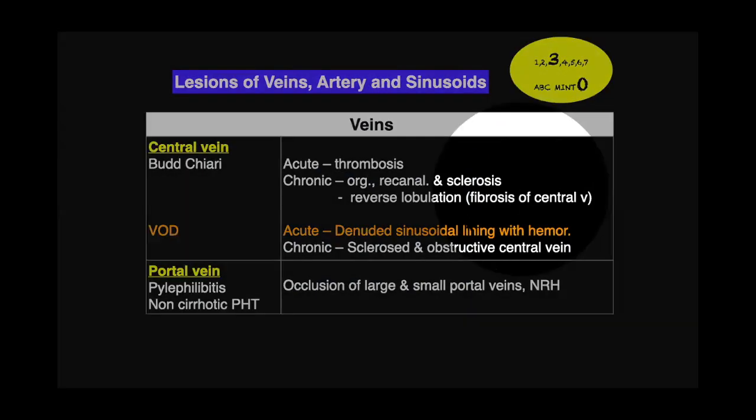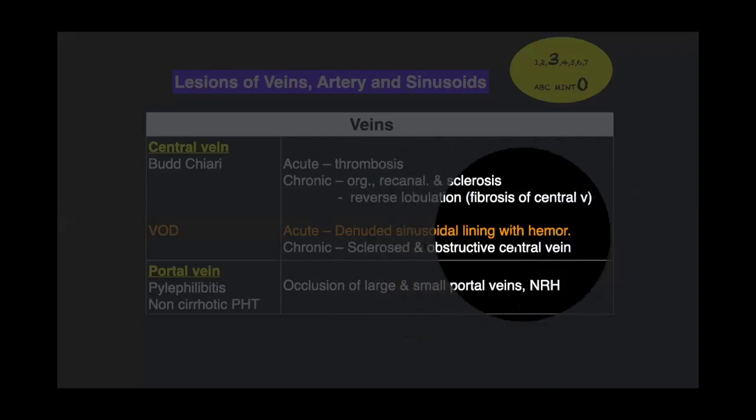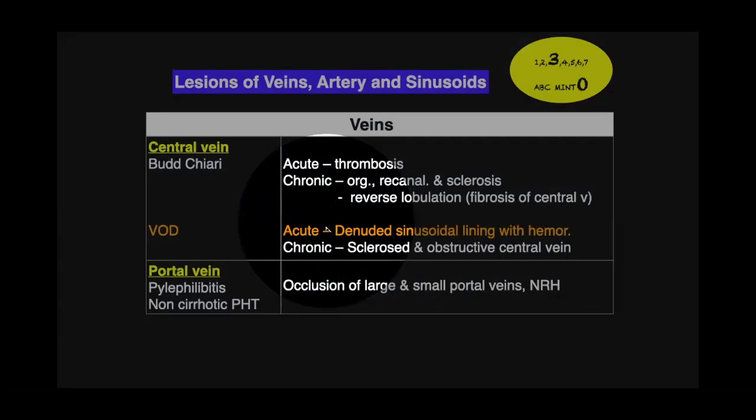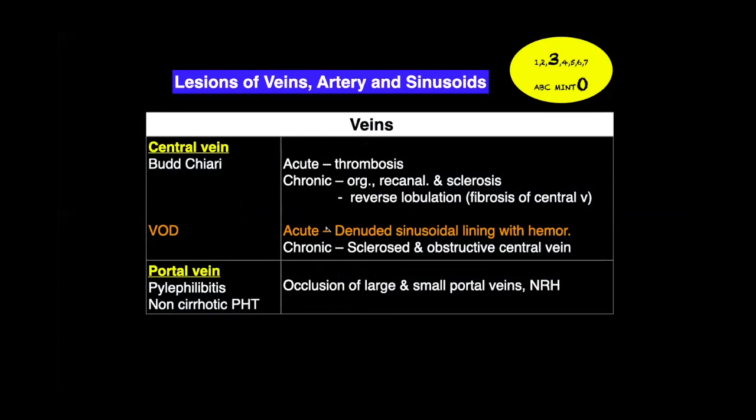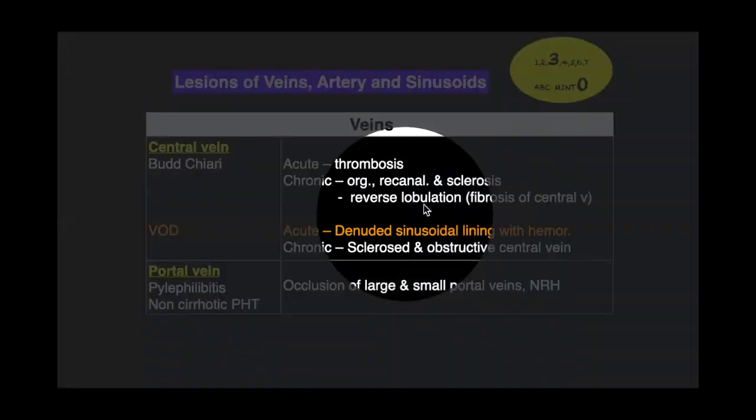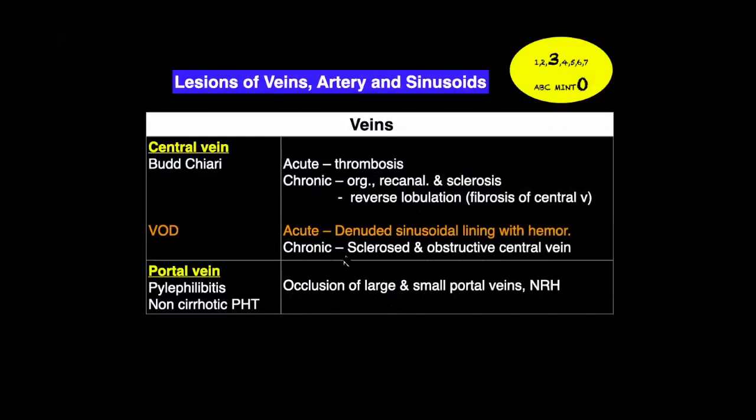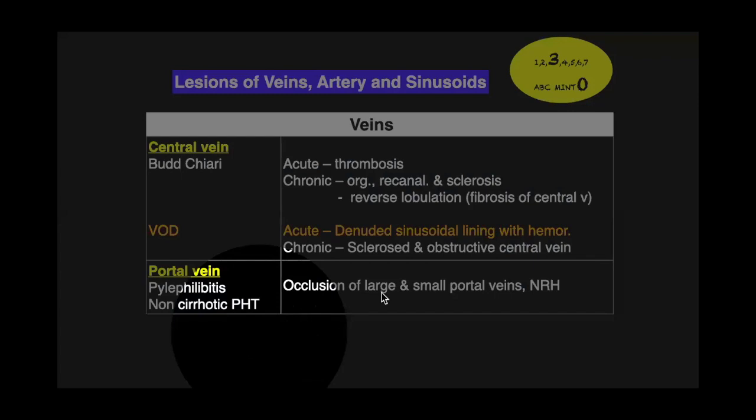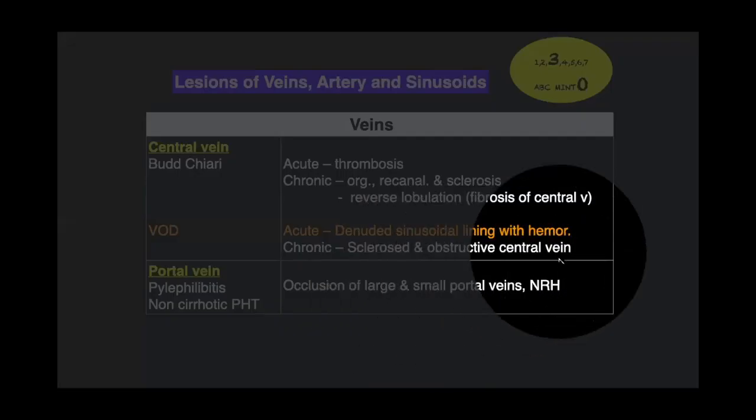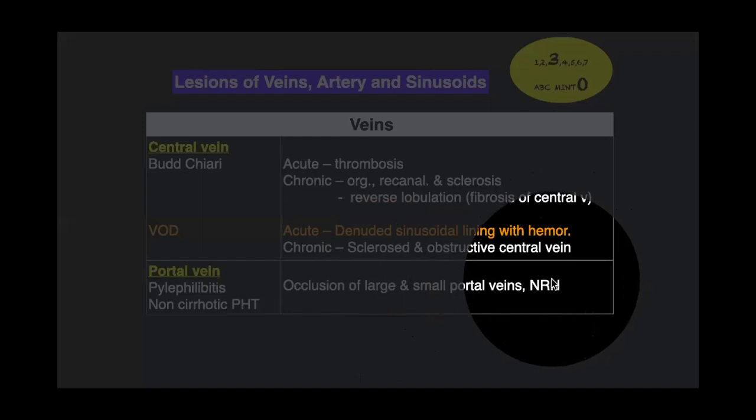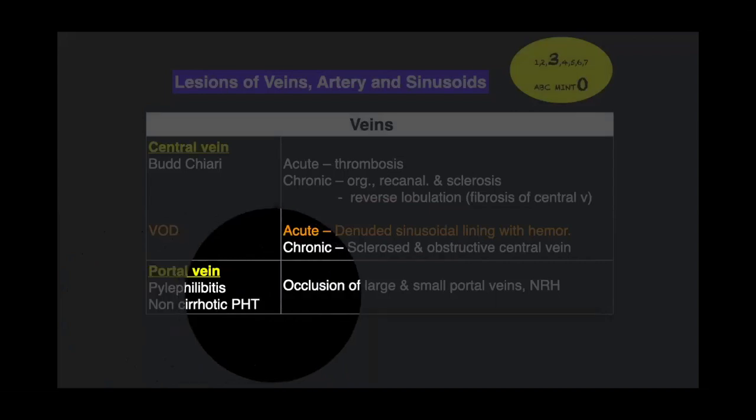In acute veno-occlusive disease, you see the denuded sinusoidal lining with hemorrhage. Again, they won't biopsy for an acute stage. Whereas in chronic, you see a lot of sclerosed and obstructed central vein. Okay. And coming to the portal vein, again it's inflammation of the portal vein, and you see some changes in non-cirrhotic portal hypertension. We will see it in a minute, where occlusion of the large and small portal veins happens with nodular regenerative hyperplasia. Please remember nodular regenerative hyperplasia in cases of non-cirrhotic portal hypertension.